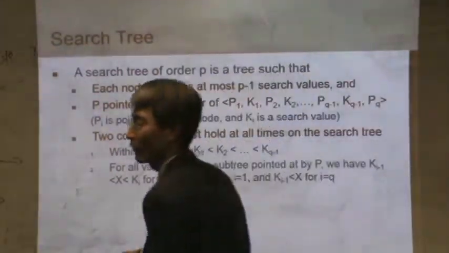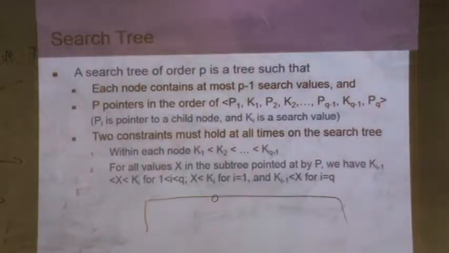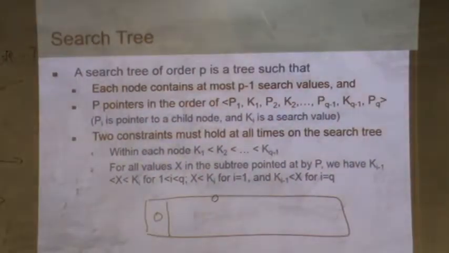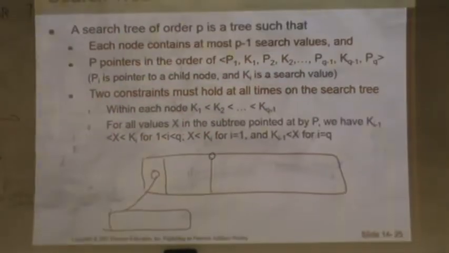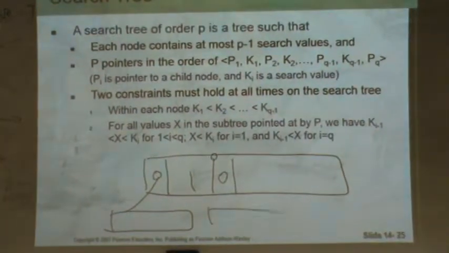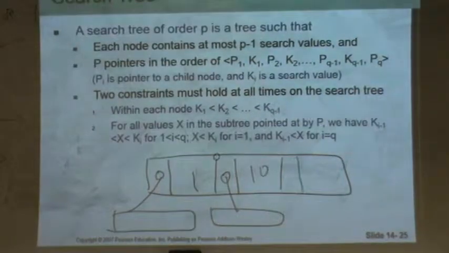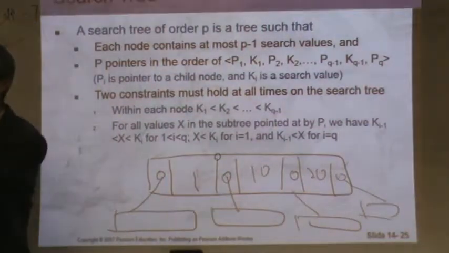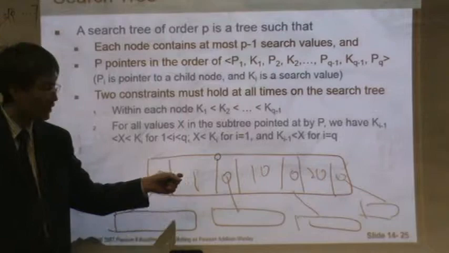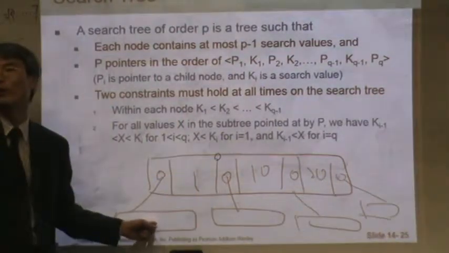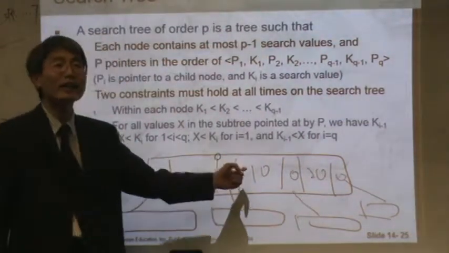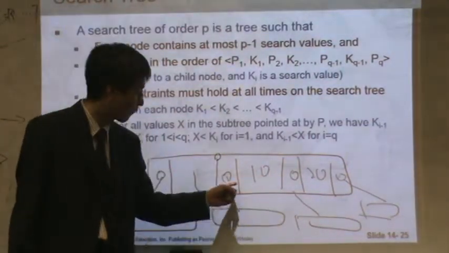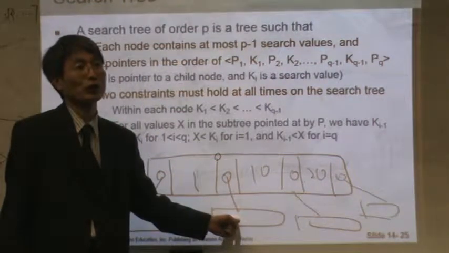What does that mean? For example, in each node, I have a pointer for one child. Okay? Then one key. Another pointer for another child. So 10, and 20. So that means less than 1. For example, your search data is 0. Can you find the 0 here? But 0 is less than 1, so you can find the 0 here. What about the 9? 9 is bigger than 1, less than 10. You can find that one in this child node.